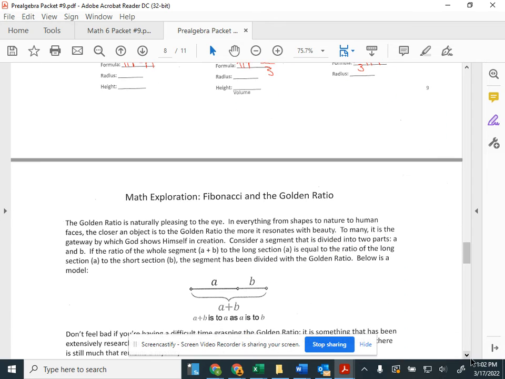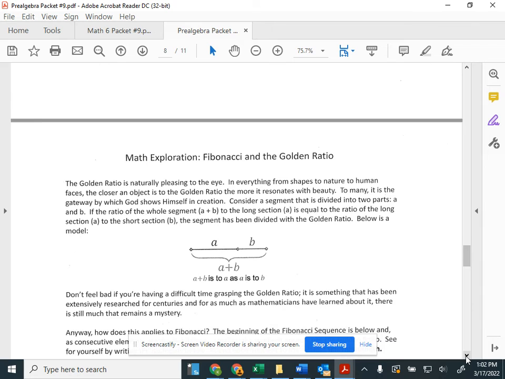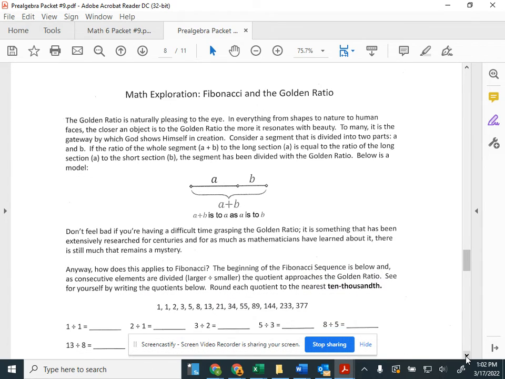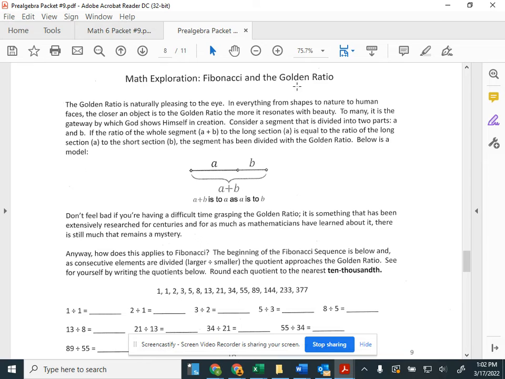Our next page, it's that Fibonacci page. Our last couple of packets, we've been talking about Fibonacci numbers. This time we throw in the golden ratio. So the golden ratio is naturally pleasing to the eye. In everything from shapes to nature to human faces, the closer an object is to the golden ratio, the more it resonates with beauty. To many, it is the gateway by which God shows himself in creation.